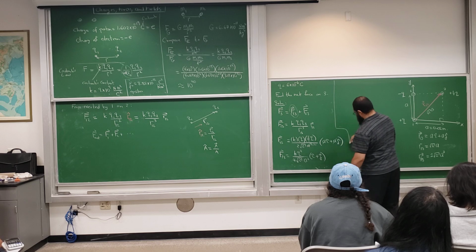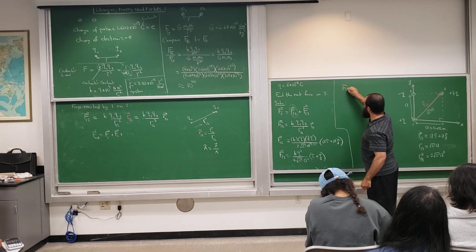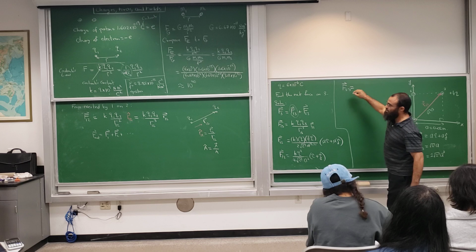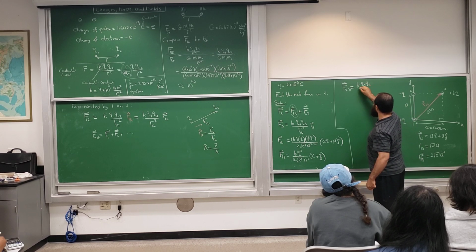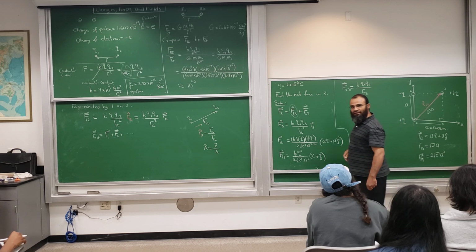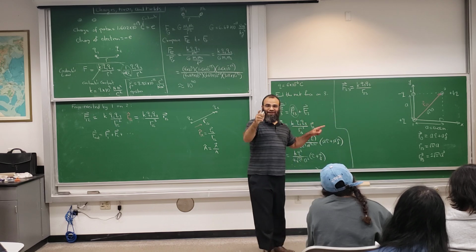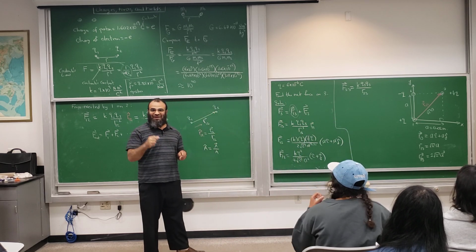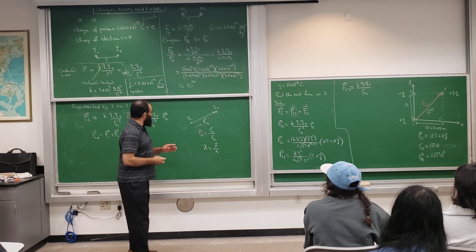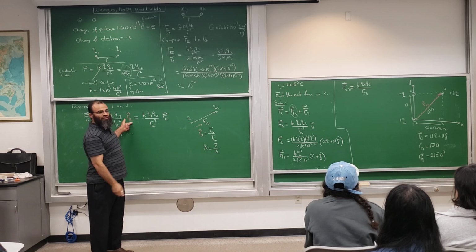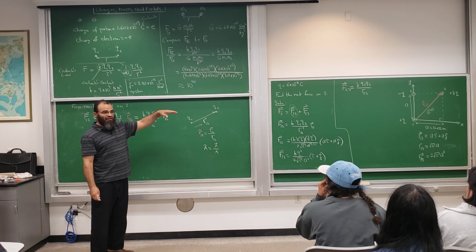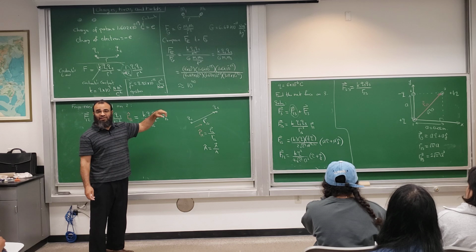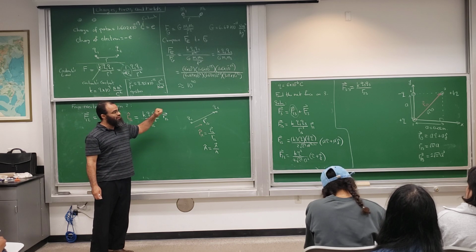For F23, it's going to be K, Q2, Q3, divided by R squared, times the unit vector that points from 2 to 3. For this one, which form will we use? I will come back to it in a second. What's the unit vector from 2 to 3? It's just i hat, right? The vector that points from 2 to 3 is i hat. So it's easy in this case.